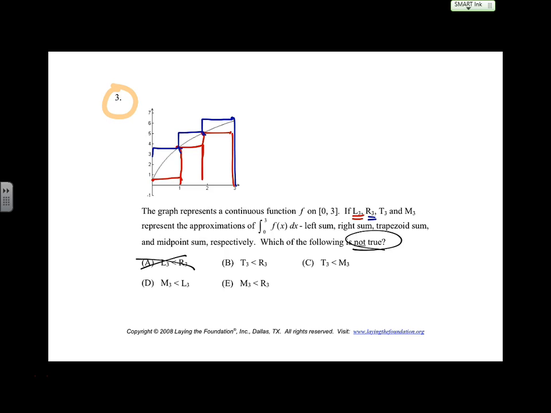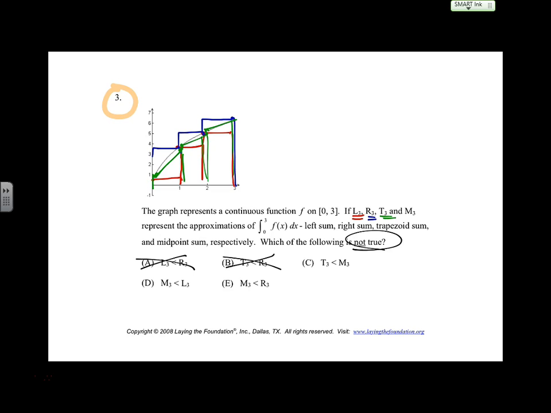Trapezoid. I'll do green. Trapezoid, you hit at both heights and you connect. And right now, trapezoid is in between the left and the right. So trapezoid is lower than the right. Oh, that's true. Letter B is true.